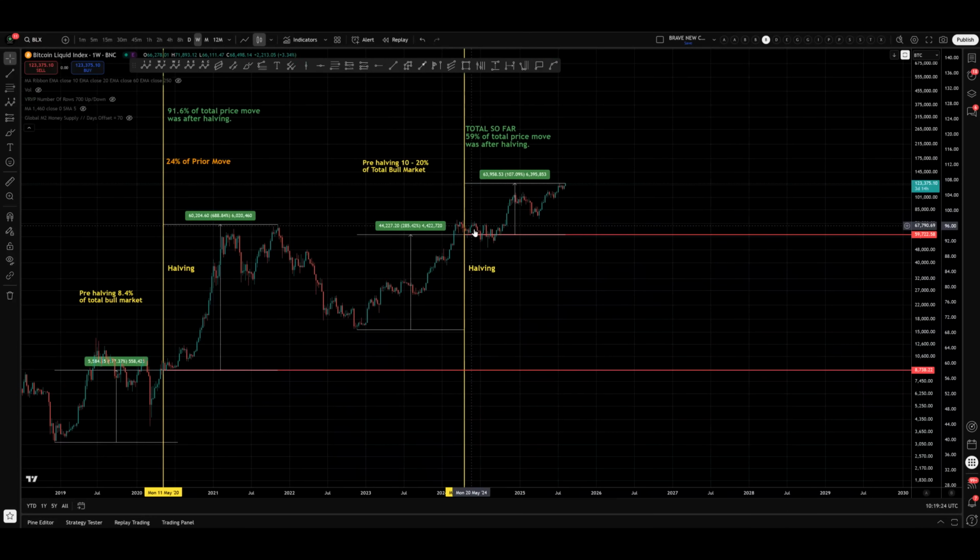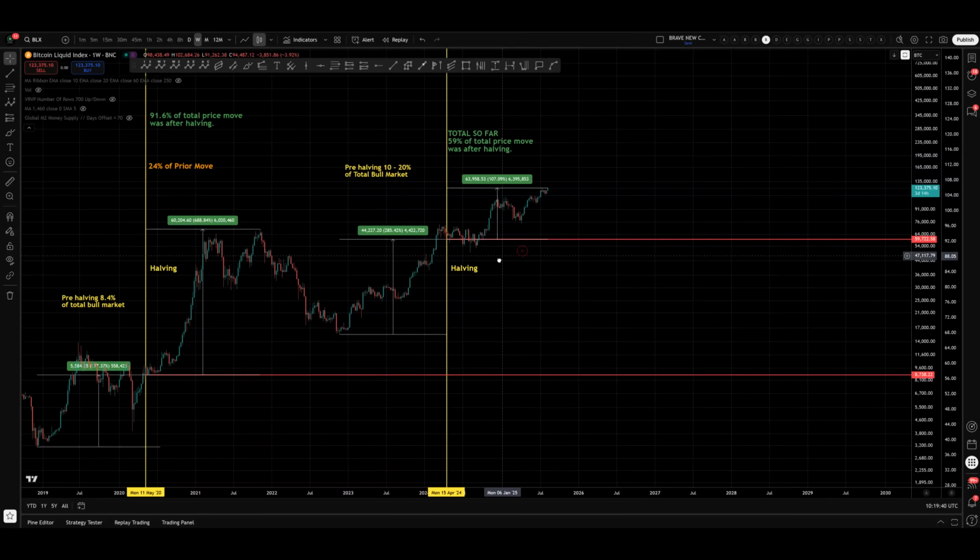So this is actually a very strong performance, bringing us almost back to all-time highs. We had a long sustained correction after that. Now so far the gain afterwards represents the $63,958 move. The prior move was $44,227. This represents another 107% gain so far post-halving.